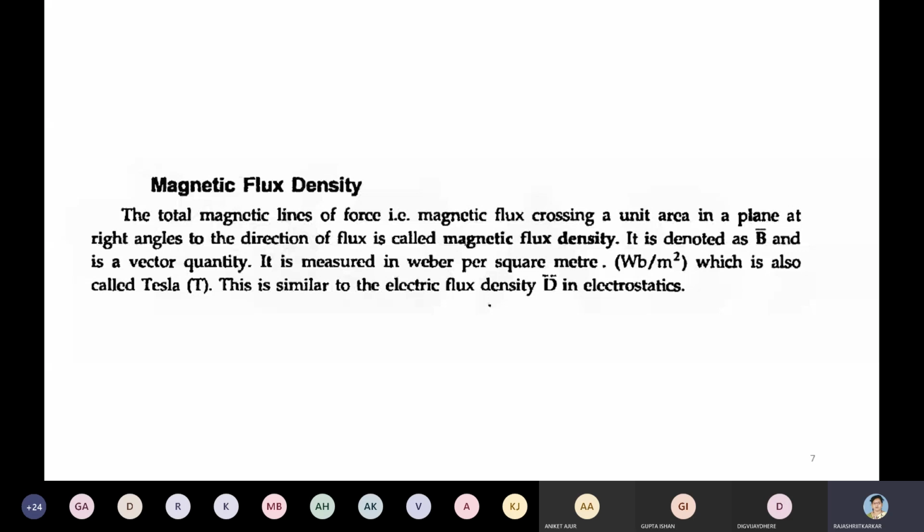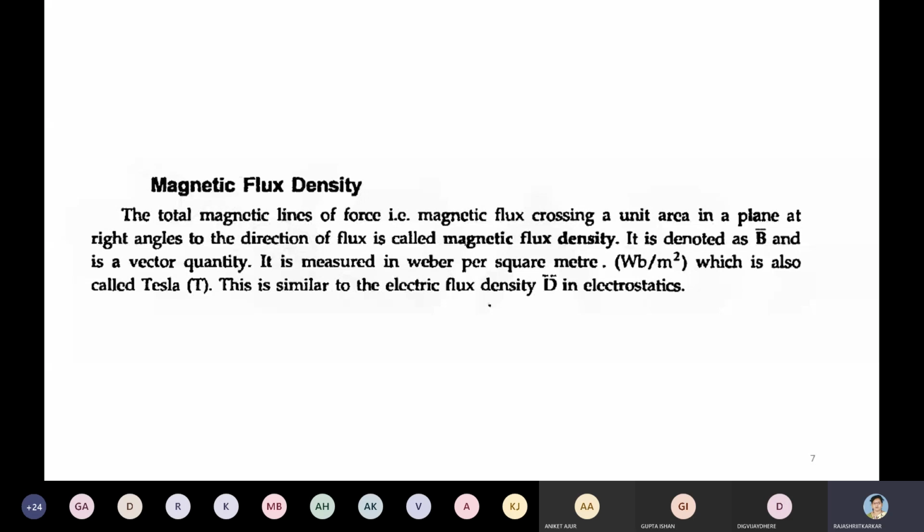Now we know that there is a force which has been created by the magnetic lines, and hence these magnetic lines create an intensity around that particular conductor, and this intensity we call the magnetic flux density. This flux density is represented by B bar. It is also a vector quantity and it is measured in Weber per square meter.